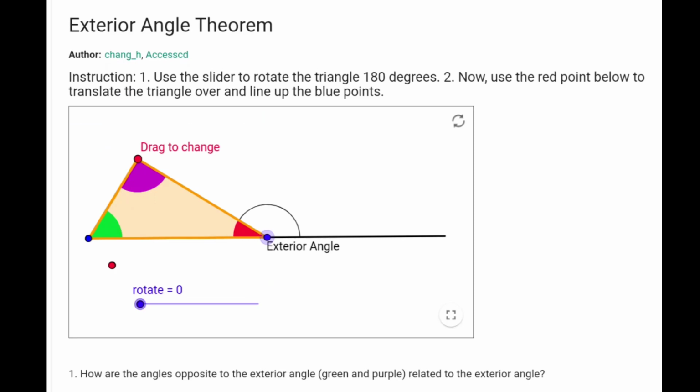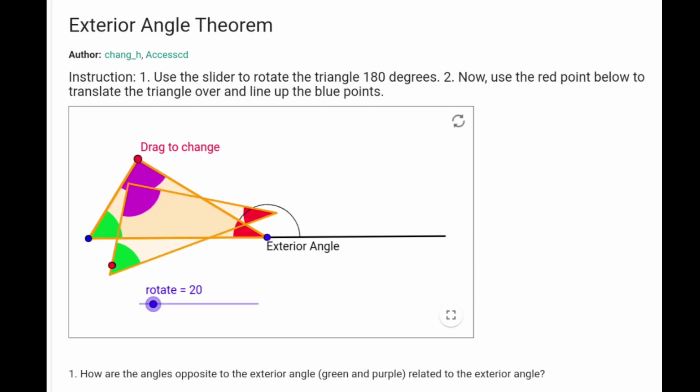This applet is supposed to say here. So exterior angle theorem. Use the slider to rotate the triangle 180 degrees. Now use the red point below to translate the triangle. Okay, so look what we see here. I see a triangle and I see 3 angles. I see the interior angles of the triangle, the green angle, the purple angle, and the red angle. And then I see the little space for an exterior angle. So they created an exterior angle. So we're going to learn a relationship right now just by looking at this picture. So let's see what we learn.